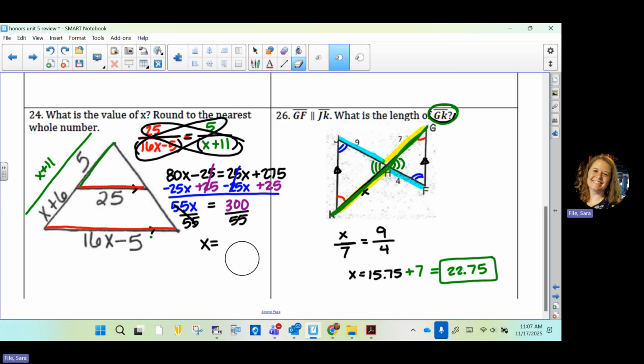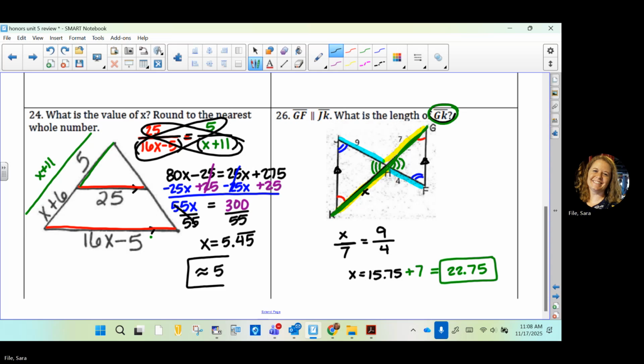And this time they do tell us rounding instructions. They say round to the nearest whole number again. So this comes out to 5.45 repeating. So that would round to approximately 5. Okay, that's closer to 5 than 6, right? So that would be the nearest whole number for x. And again, double check. Did they just ask for x or did they ask for one of the side lengths? They just asked for x, so we can stop there.